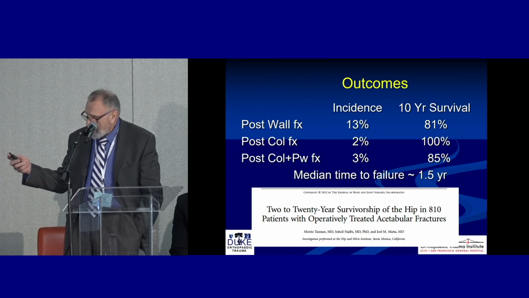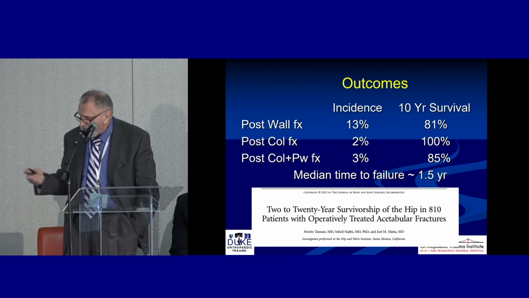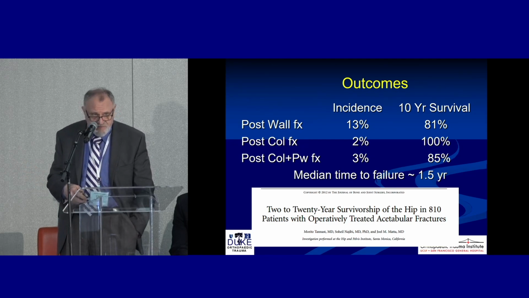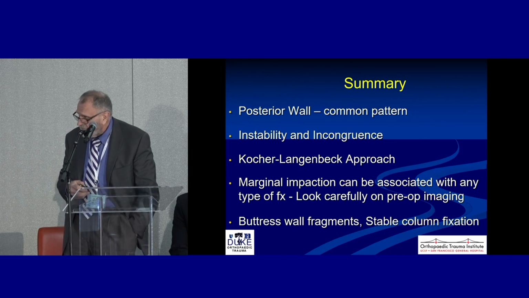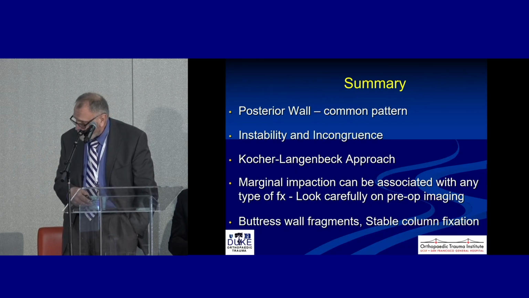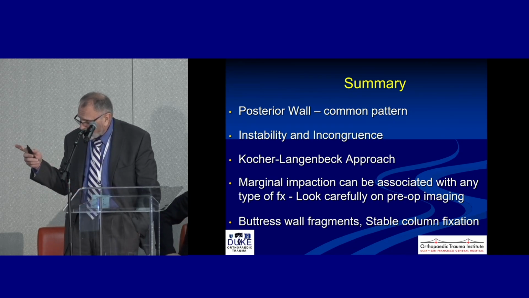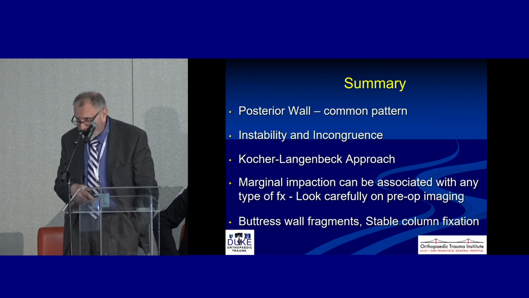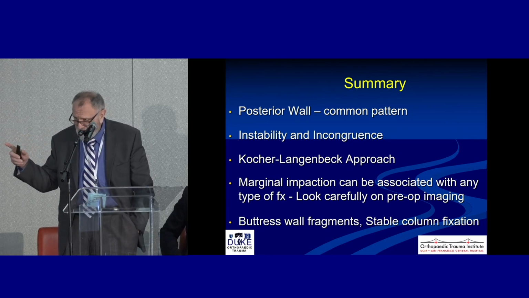If you look at posterior wall outcomes in general, they're very dichotomous. Either they do really well or they don't do well at all. And generally, the mean time to failure is about 1.5 years. So within the first 2 years, you will know whether your posterior wall is doing okay or not. So in summary, posterior walls are common patterns. We've talked about the instability and incongruence as an indication, and marginal impaction and the importance of really identifying it. I think for this fracture, for most surgeons, if you can expose the fracture and understand the anatomy, you can fix it. Thank you.